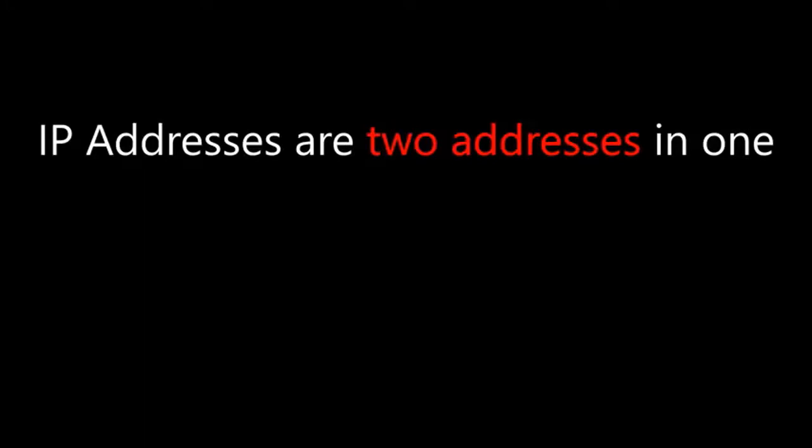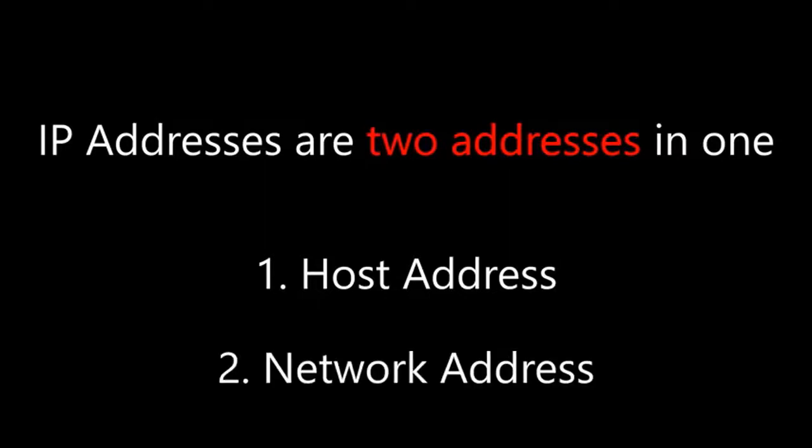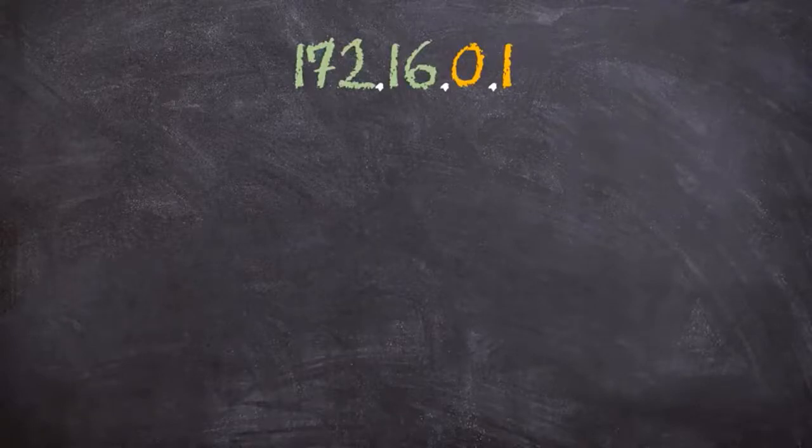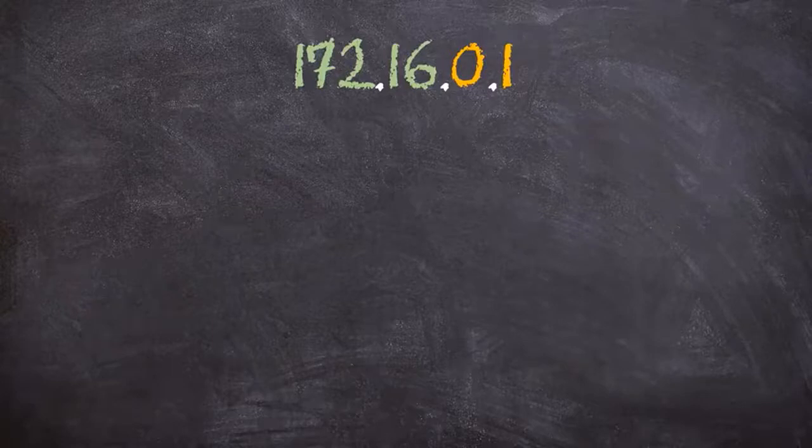IP addresses are actually 2 addresses in one. The IP address is the address of the device, but it's also the address of the network that the device is in. 2 addresses in one? How is this possible? Let's take a look at this sample IP address here, 172.16.0.1. The first part, 172.16, refers to the network. The second part, 0.1, is the host address. Don't worry, I'll get to explaining how we know the difference between the two soon.